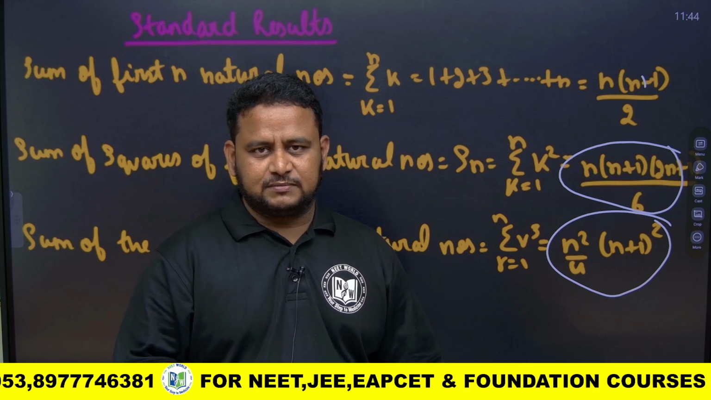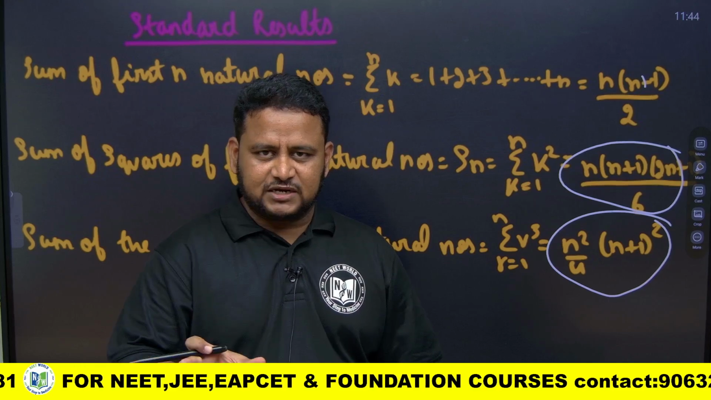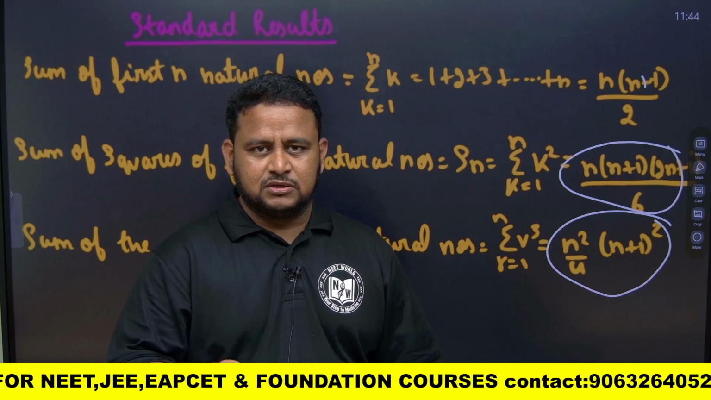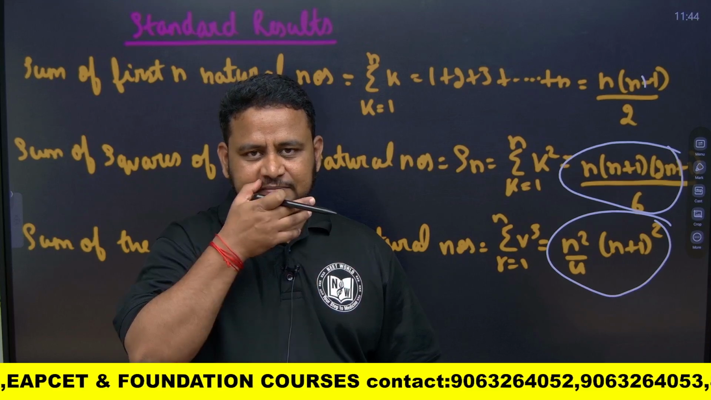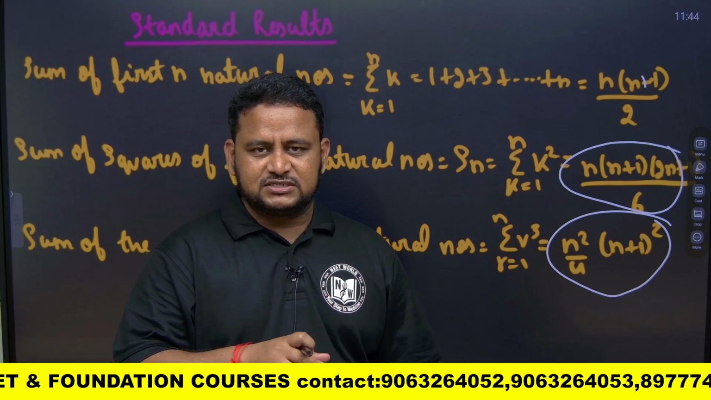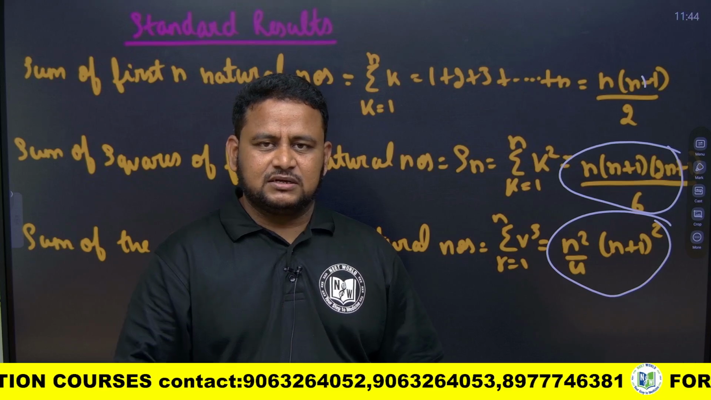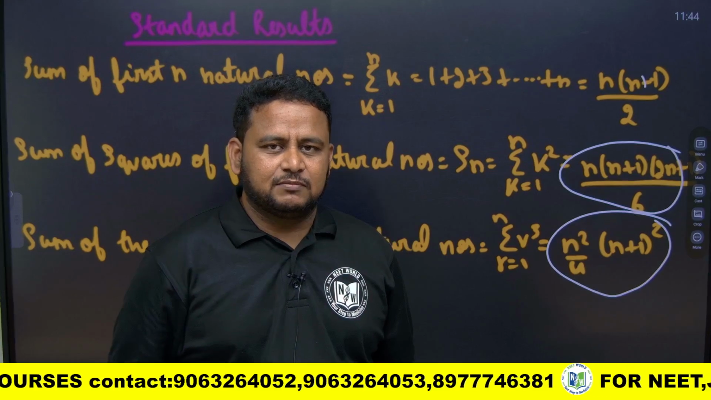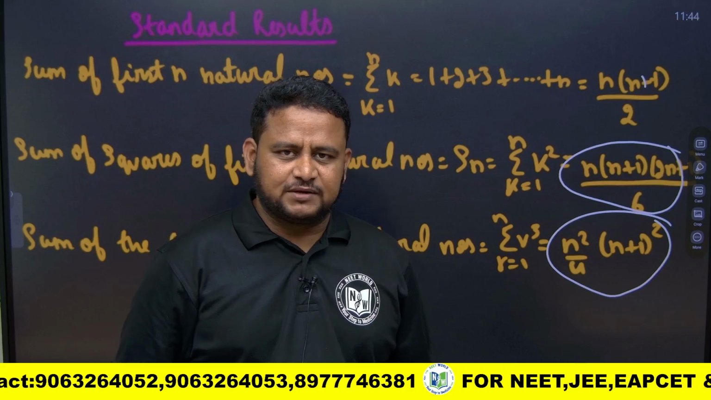We learned what is geometric mean, what is arithmetic mean, and if n arithmetic means are inserted, or n geometric means are inserted, how to solve the questions. We got that the common difference is (b minus a) by (n plus 1), and the common ratio is nothing but (b by a) to the power of 1 by (n plus 1). All these things we learnt. Then we learnt about the relation between arithmetic mean and geometric mean.